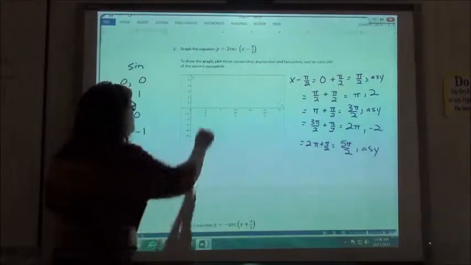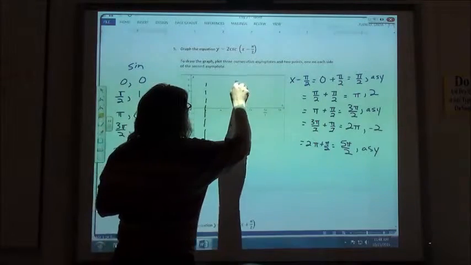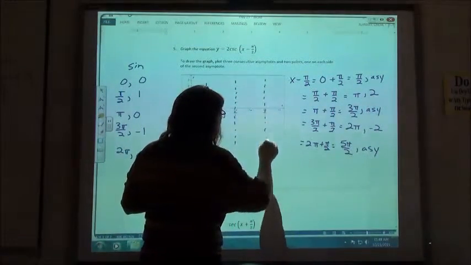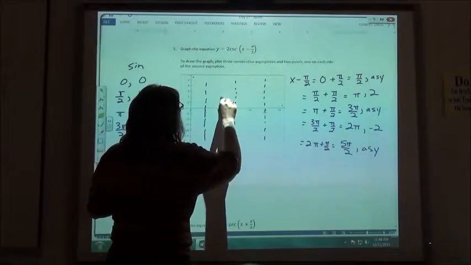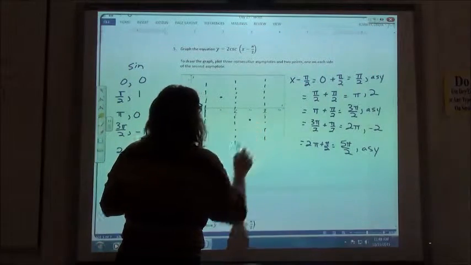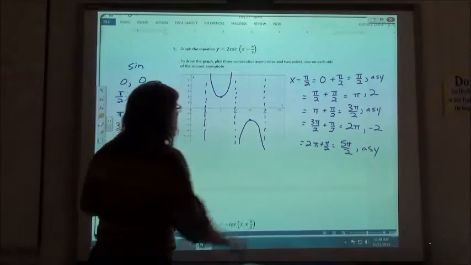So at pi over 2 I have an asymptote. At 3 pi over 2 I have an asymptote. At 5 pi over 2 I have an asymptote. At pi I'm up to positive 2. At 2 pi I'm down to negative 2. And when I hit graph then, I'm going to have the graph of my cosecant curve.